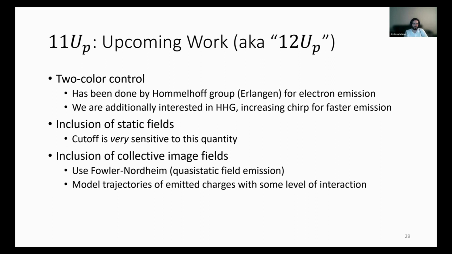We want to see what the inclusion of a static field does. Firstly, that's a sort of crude approximation to including the image charge potential, and also our nanoblade is going to be living in an RF field most likely, so we'll also want to see how that might affect the peak energy we can get out of it. And lastly, we want to include the collective image fields. The TDSE code kind of does this naturally anyway, but we want to be able to look at these individual particle trajectories and see if we can get the same result classically.